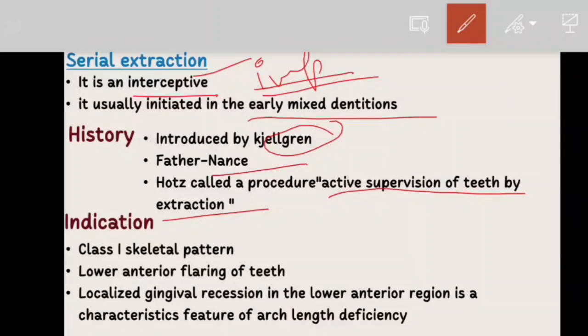So it is done in class 1 skeletal pattern, with lower anterior flaring of the teeth. The third one is localized gingival recession in the lower anterior region, a characteristic feature of arch length deficiency. Okay.